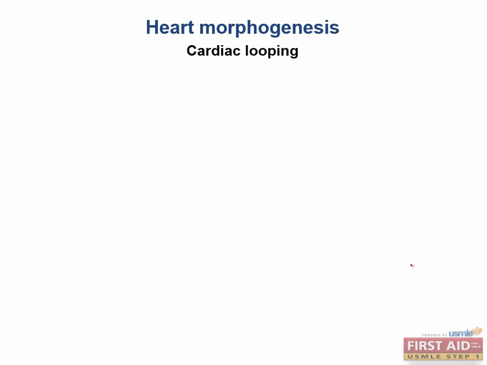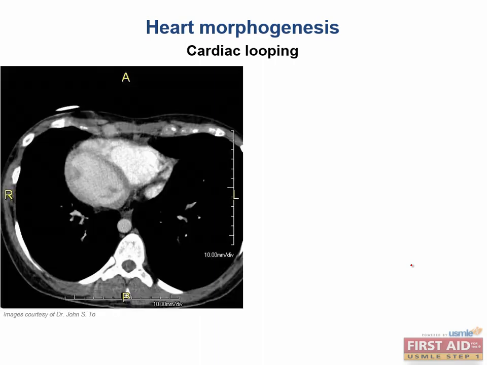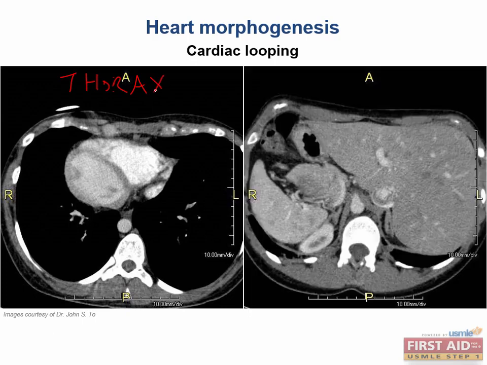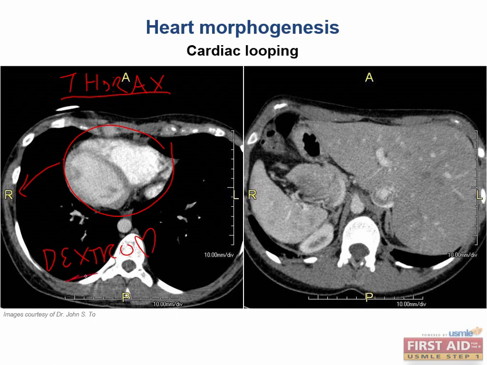Test examiners are not going to ask you which direction cardiac looping occurs. Rather, expect to see a CT image of the thorax like this, or a CT abdomen like this. None of us are radiologists, but from the CT scans, you should notice something. These organs are in the opposite location that you would expect. So in the CT thorax, notice how the heart is sitting towards the right side of the chest. We call this dextrocardia because dextro means right in Latin.